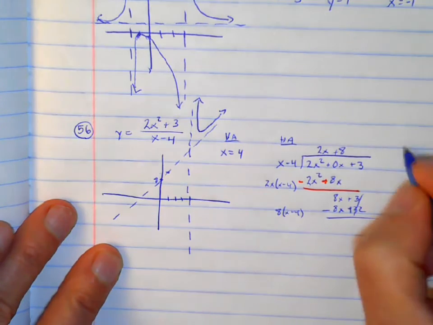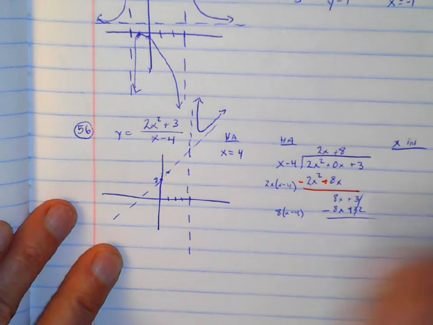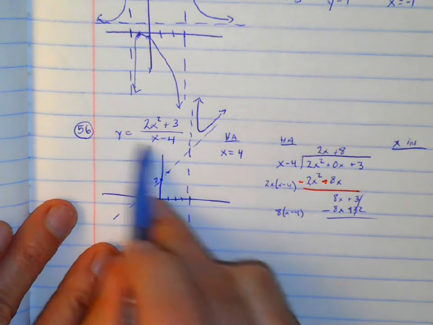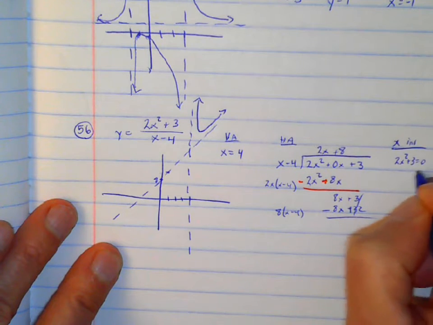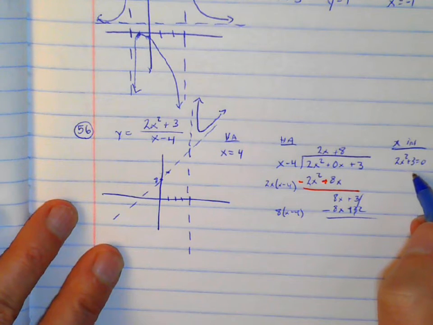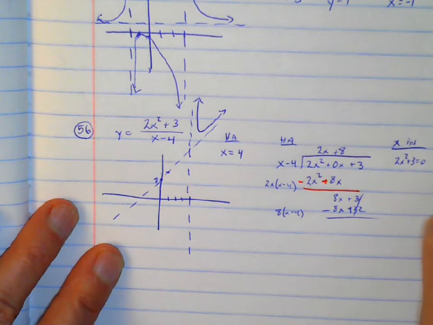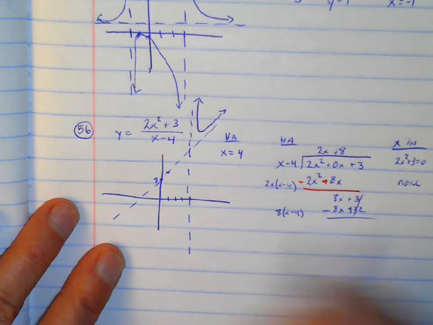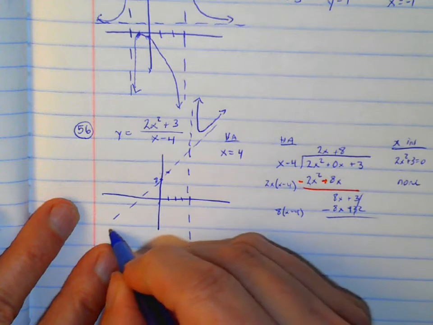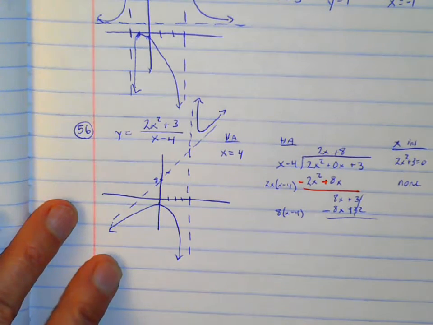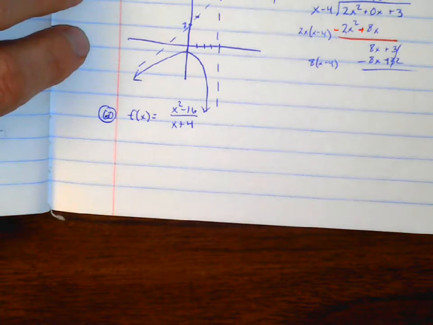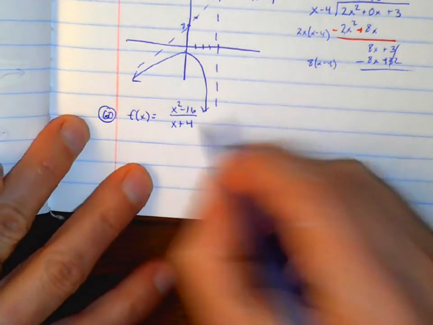Oh, let's find the x and y intercept. X-intercept when the y is 0, so that times 0 is 0. It'd be where 2x squared plus 3 is equal to 0. That's going to be imaginary, so there are no x-intercepts. Y-intercept is at negative 3/4. So we know it's going to come up and hit here like this. Okay, that's 56.